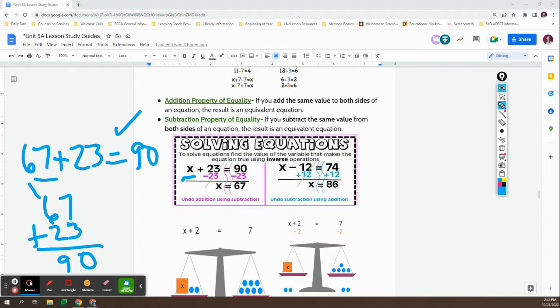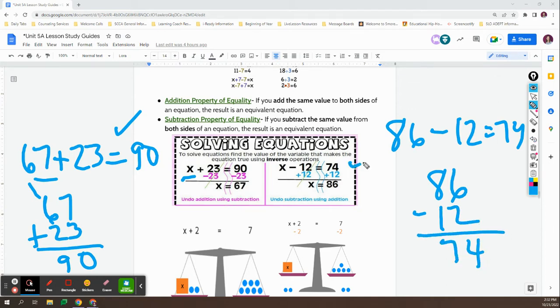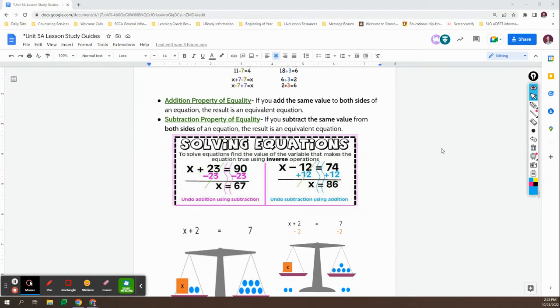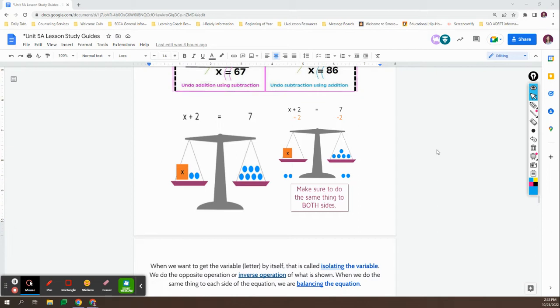And then the same thing for the subtraction one. If I do 86 minus 12, I should get 74. So I could try that out. And 6 minus 2 is 4, and then 8 minus 1 is 7, so that one is also right. So when we put back in the number for x, that is called substituting, and that just helps us check our answer. So when we solve equations, sometimes you'll hear it called balancing the equation.